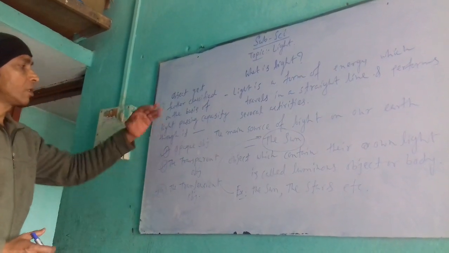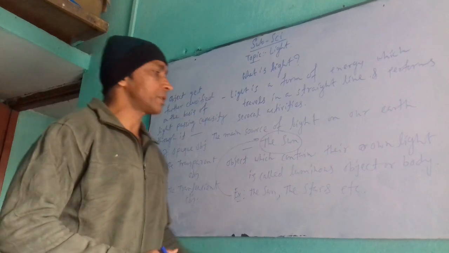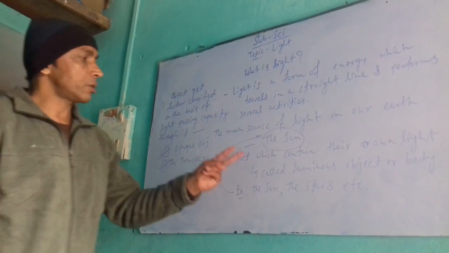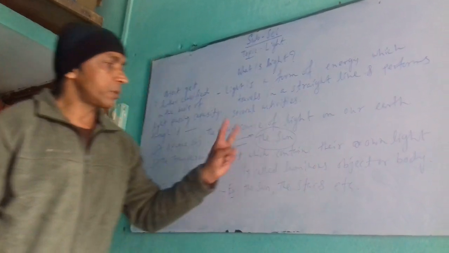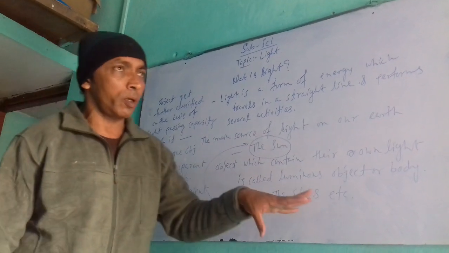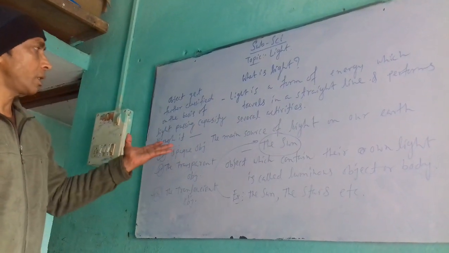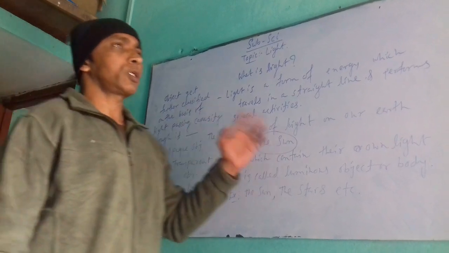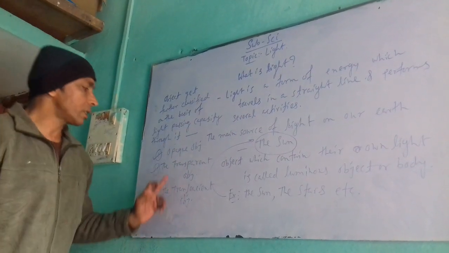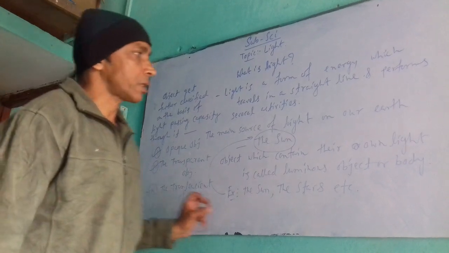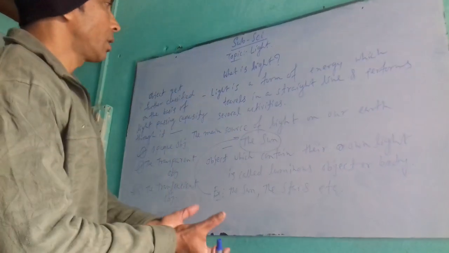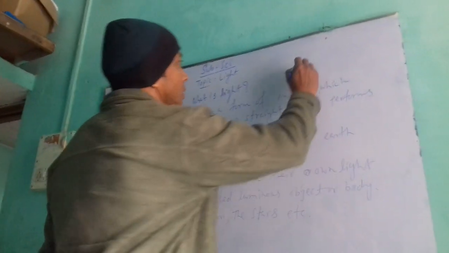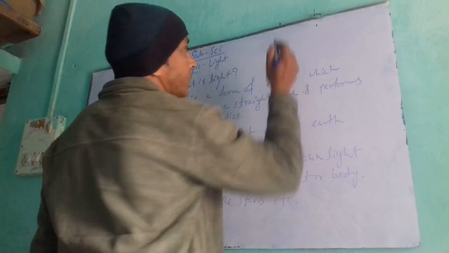So these are the objects classified on the basis of light passing capacity. So now there are the objects which are classified by their own light, that is luminous and non-luminous. Objects are also classified on the basis of the passing of light through them. There are three types: opaque, transparent, and translucent objects. Now we are going to discuss how light travels in a straight line.